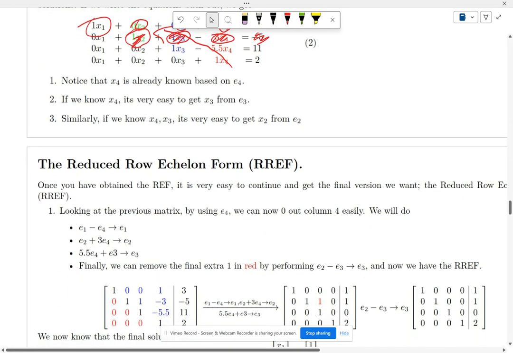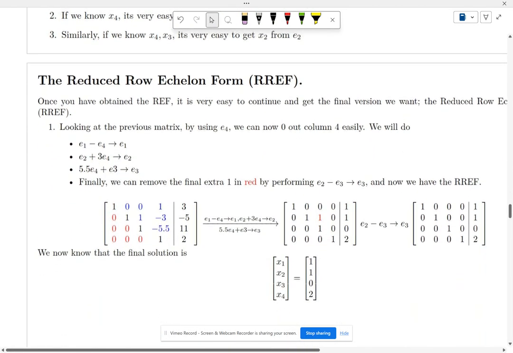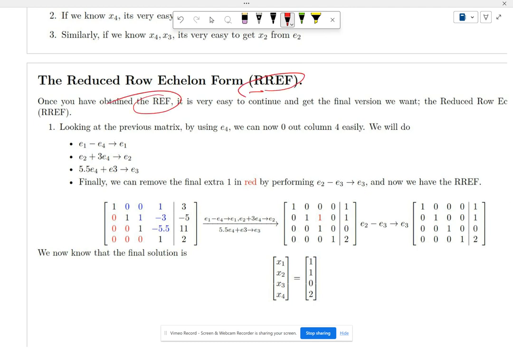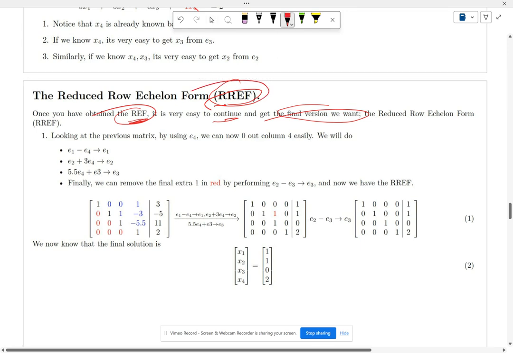Now, if you were to keep going so that the upper triangle is all zeros as well, then you will reach the reduced row echelon form. Once you have the row echelon form, it's easy to continue, and then we can find the final version we want. The ultimate version is the reduced row echelon form. Okay.